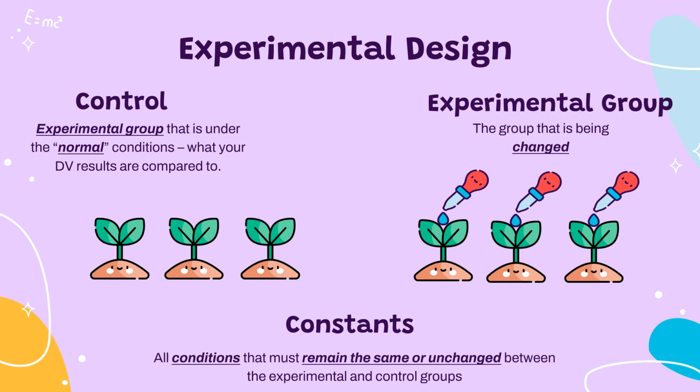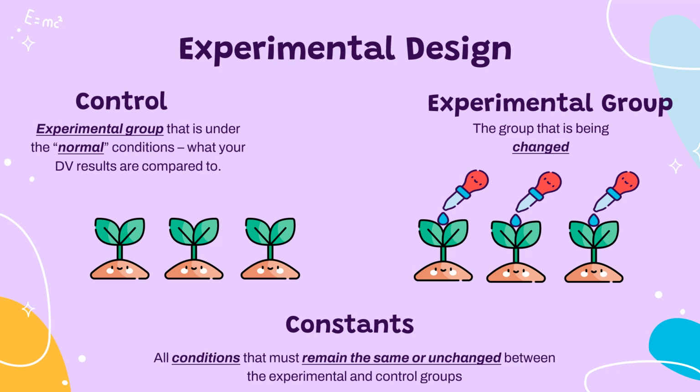They're all in the same kind of soil. They're all in the same amount of soil. They're all getting the same amount of sunlight every day. They're all getting the same amount of water every day. That way, when I get to my results, I can say it was that one variable, adding that chemical, that changed the results from my experimental and control group.